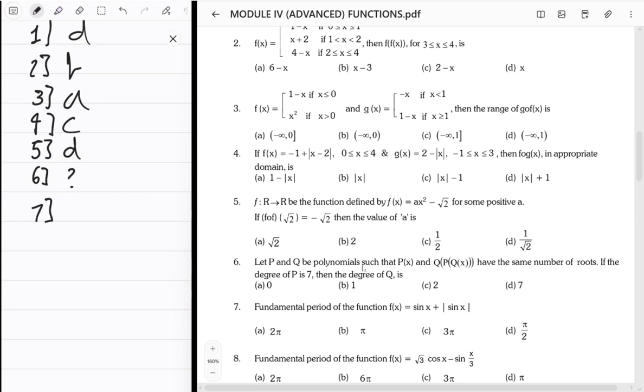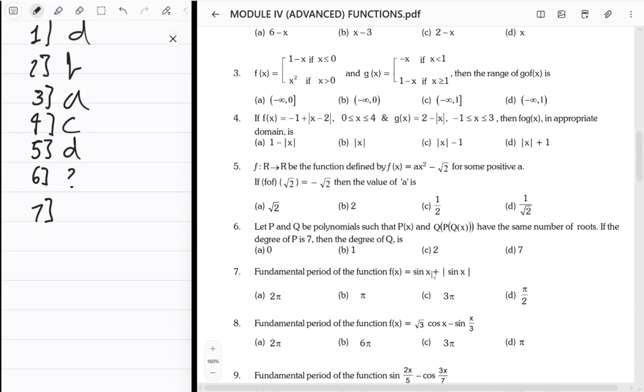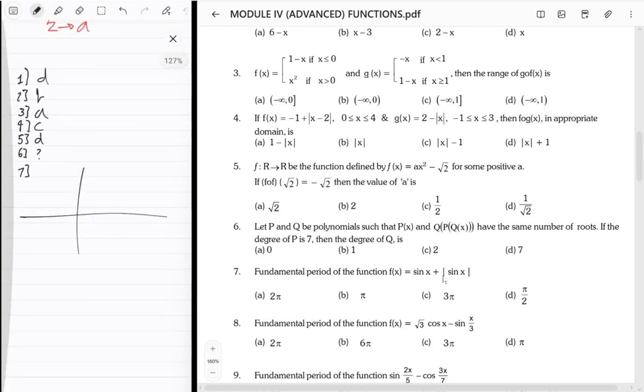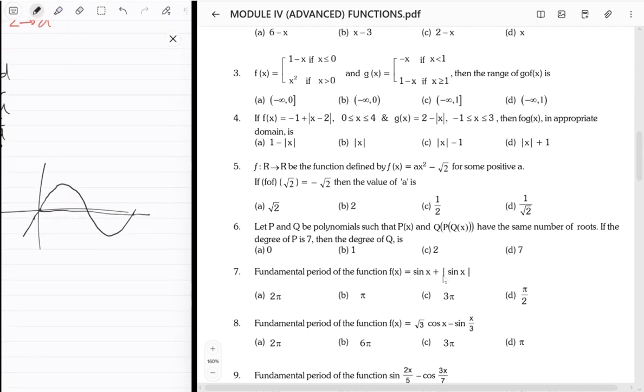Fundamental period of the function f equals sine x plus mod of sine x. Okay, let's try to graph this out. Sine x is a function like this, so it has period 2 pi. Clearly 2 pi is a period.